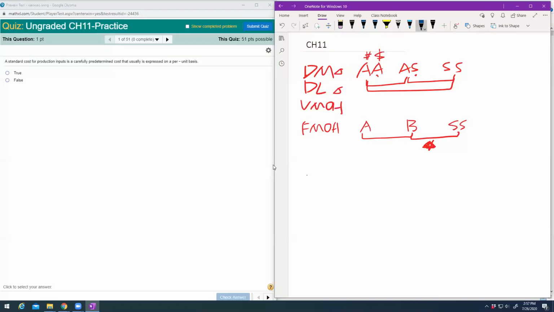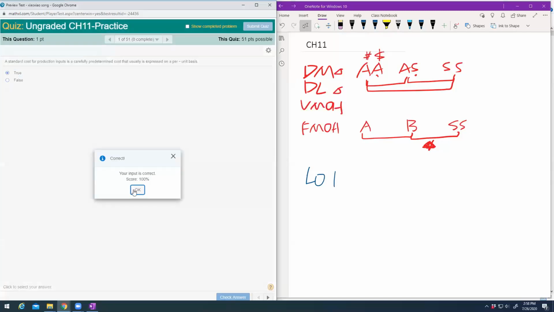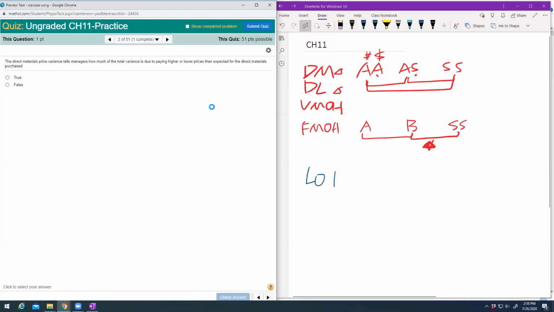Okay, first one: standard cost for production is carefully predetermined, and it is mostly for a one unit basis, right? This is correct. This is related to learning objective 1. What's the meaning of standard cost? Standard cost is the concept of budget cost, but it's for one unit. So I think this is correct. Okay, next one. For the concept questions, you will not see the same question, but you should get the general idea of where to find this concept in the textbook.